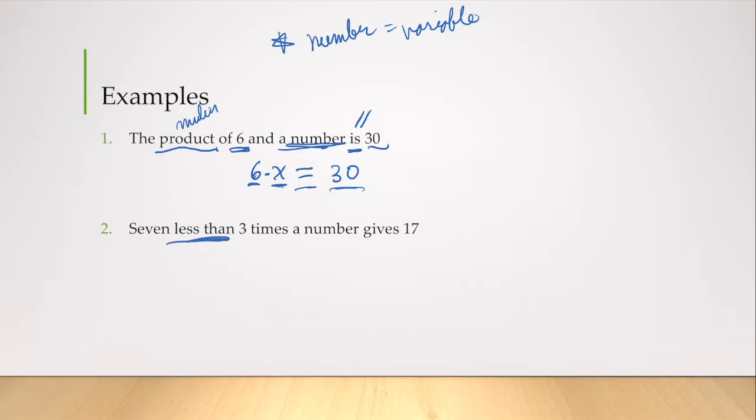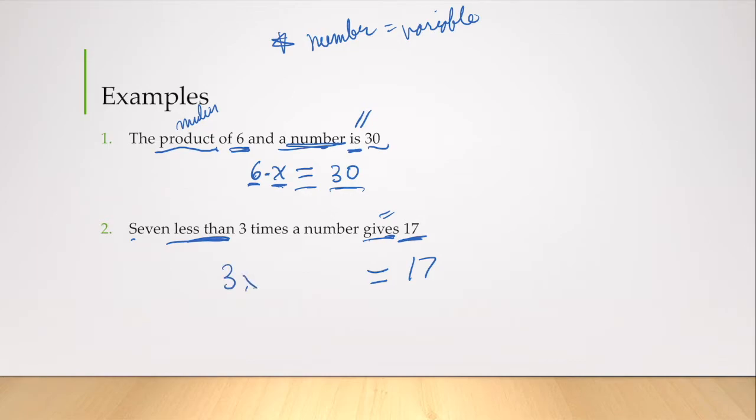7 less than 3 times a number gives 17. So I know that whatever I have on my left-hand side, it's going to equal, because gives is equal, 17. But it's not 7 minus 3 times a number. It's 7 less than 3 times a number.